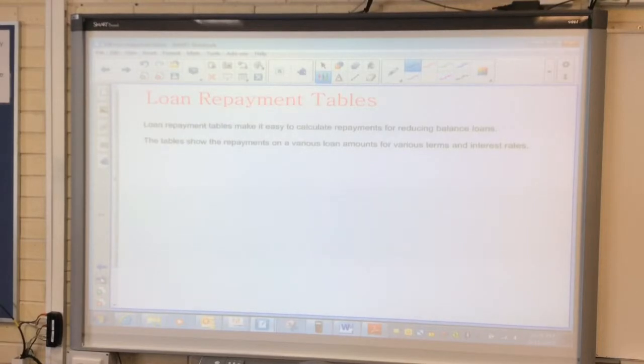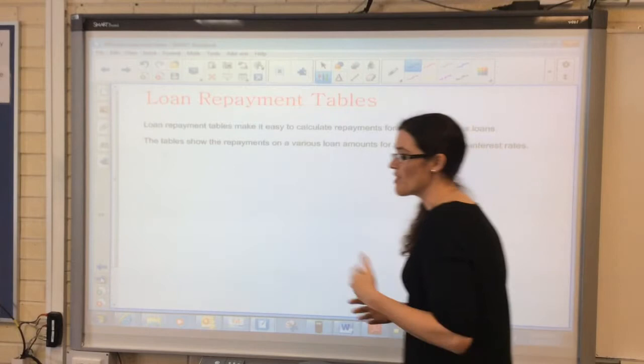There is no one type of table. We're going to look at two different tables in my examples. I think your book has about 3 or 4 different types. They are pretty self-explanatory on how to use them. They will generally tell you the amount you've borrowed, what the term is and what the interest rate is, and you just find that number that tells me what the repayment will be for that amount borrowed.